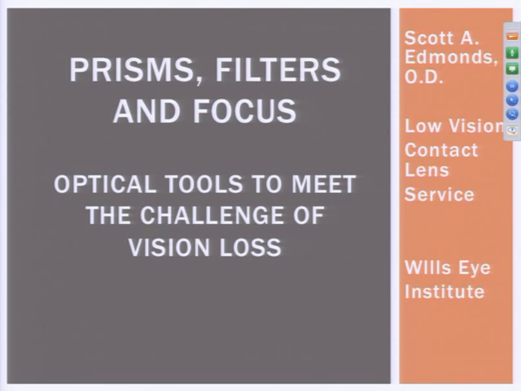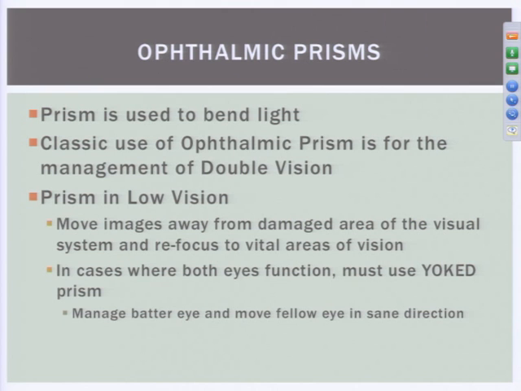But today specifically I'm here to talk to you about some techniques that we use to manage people with vision loss. And we're going to talk about prisms, filters, and focus. Let's first start our discussion with talking about prisms. Now everybody probably knows what a prism is. A prism is used to bend light.